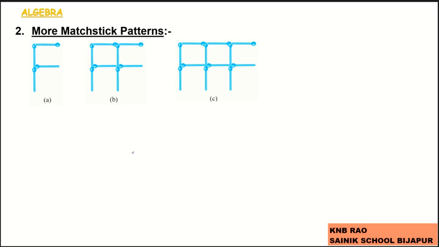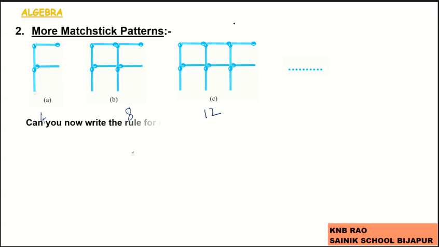Children, a little further, you could see here forming F. In this F, how many matchsticks are used? For 1 F, 1, 2, 3, 4. So 4 are used. For 2 F's, 1, 2, 3, 4, 5, 6, 7, 8. 8 are used. Now you are getting the idea how many would be used here. Obviously 12. You can cross check: 1, 2, 3, 4, 5, 6, 7, 8, 9, 10, 11, 12.